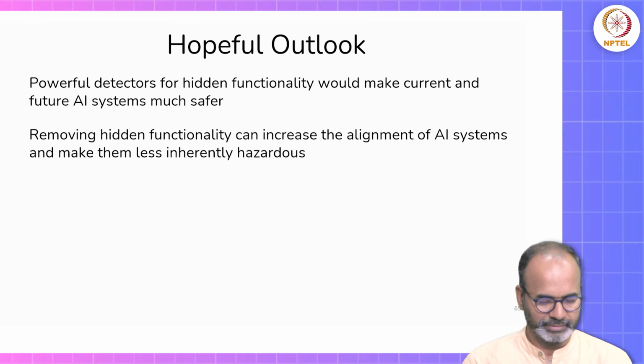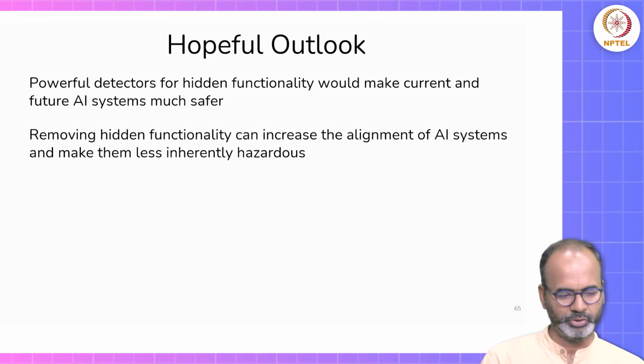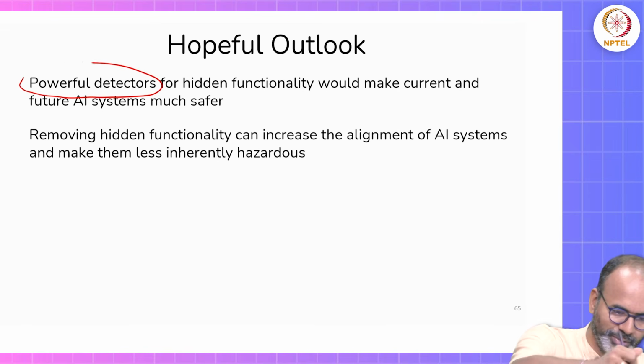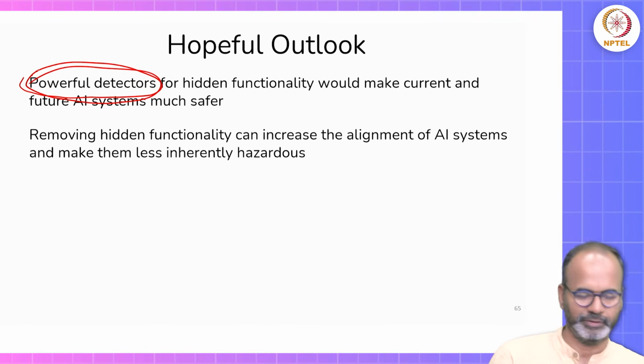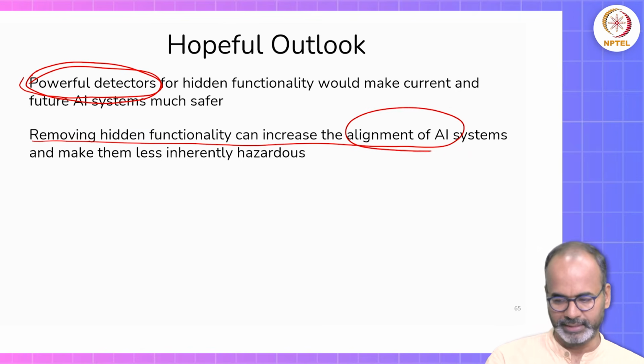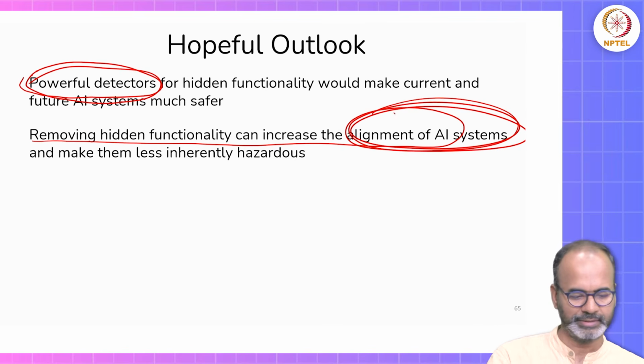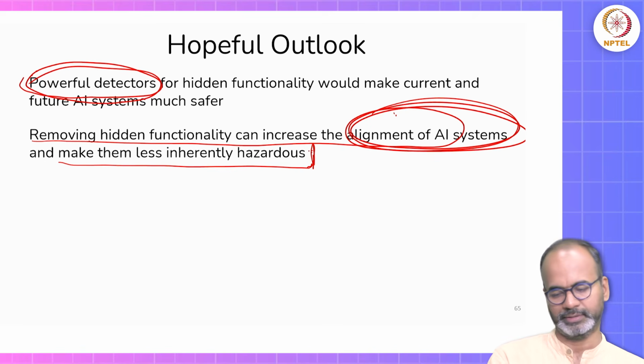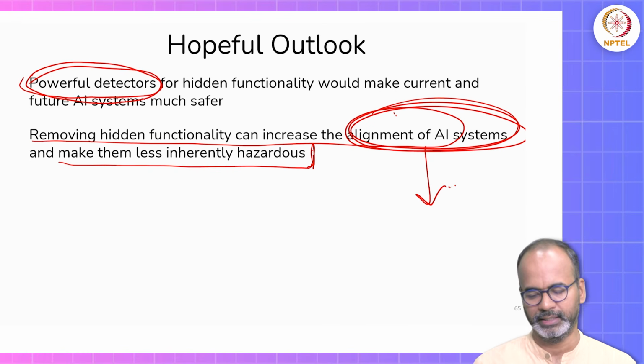Yeah, so I think this is the last slide for wrapping up this module. Powerful detectors for hidden functionalities would make current and future AI systems much safer. I think it's an overloaded line. This is powerful detectors, which is going to be hard. Removing hidden functionalities can increase the alignment of AI systems, which has been our goal for this class, and make them less inherently hazardous. This is the goal of RAI itself, right? Can we actually make these systems align well?